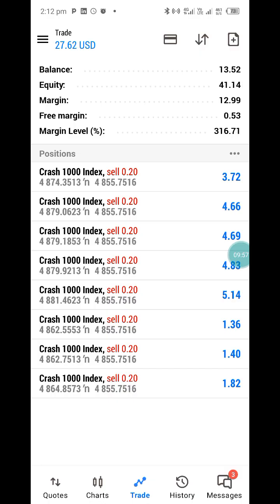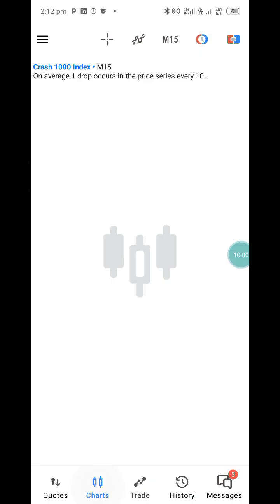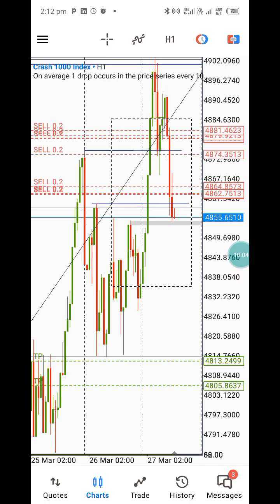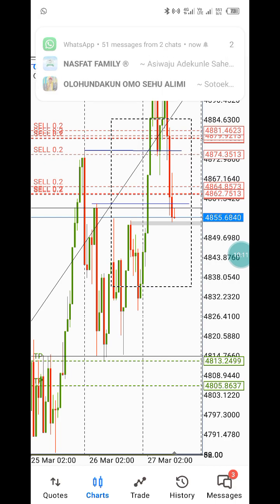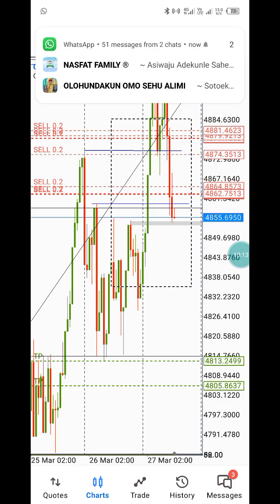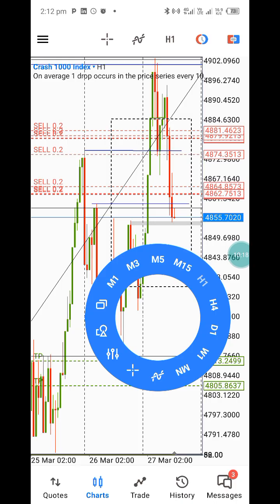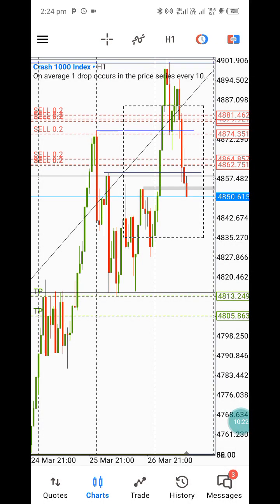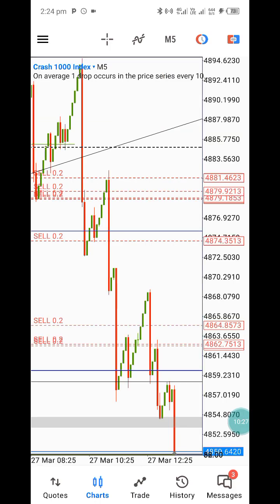So I will still be updating you, because I told you I will be holding the trade down to my take profit. So my take profit is here. Or until when I see a reversal or a change in trend, then I can desist from holding the position. Like I told you, I'm going to be updating you guys. You can see where the spike comes from.